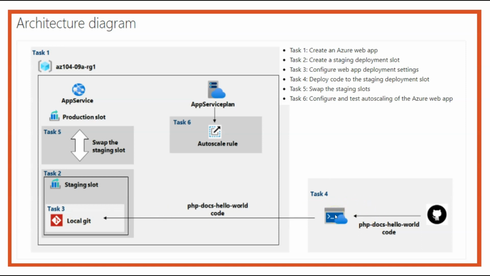Task 5 is swapping the staging slots, which is here. Task 6 is configure and test auto scaling of the Azure Web App, which is here. So let's dig in and see how this can be done. But before that, a small intro.